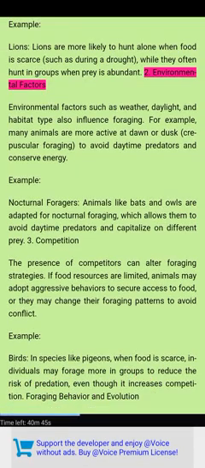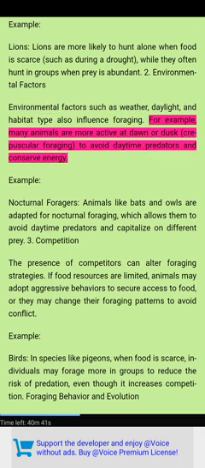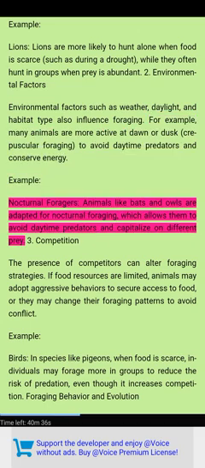2. Environmental factors. Environmental factors such as weather, daylight, and habitat type also influence foraging. For example, many animals are more active at dawn or dusk, crepuscular foraging, to avoid daytime predators and conserve energy. Example. Nocturnal foragers. Animals like bats and owls are adapted for nocturnal foraging, which allows them to avoid daytime predators and capitalize on different prey.